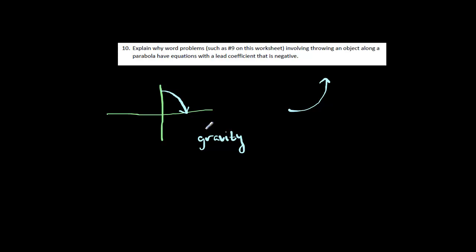And parabolas that have a lead coefficient of a negative, meaning A is negative, are parabolas that open down. And that's the reason.